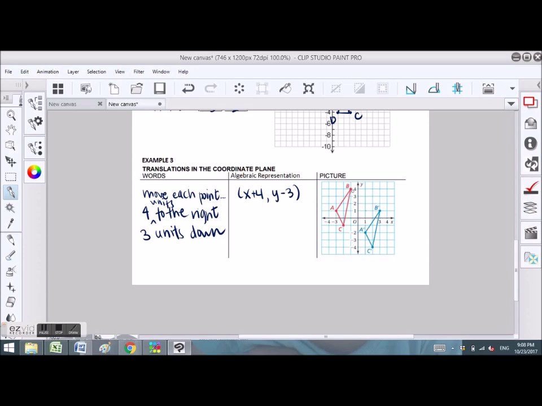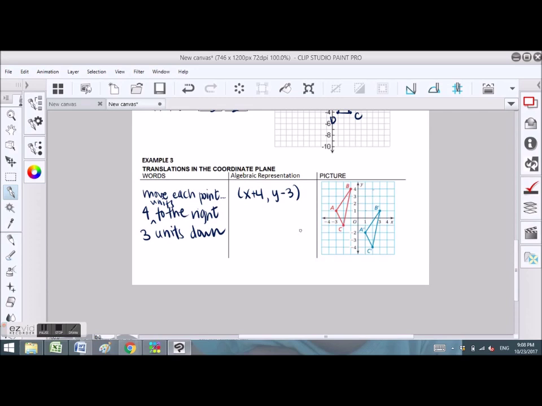So if you look from B to B prime, we go 1, 2, 3, 4, 4 to the right, and 1, 2, 3, 3 down. Same for C. 4 to the right, and 3 down. So that's why it's a translation. The whole figure is moved by the same number of units, either to the left or to the right, and up or down.